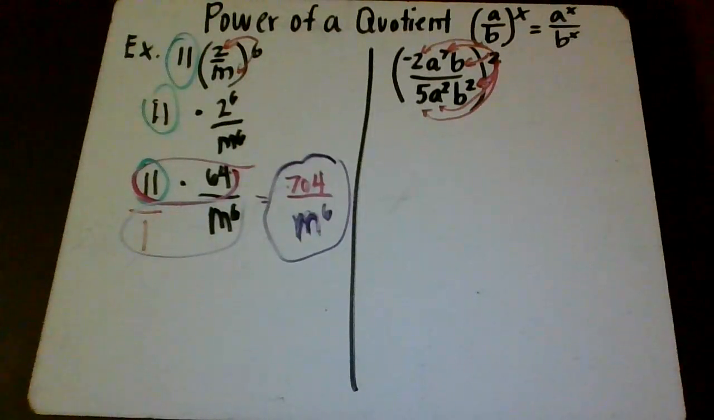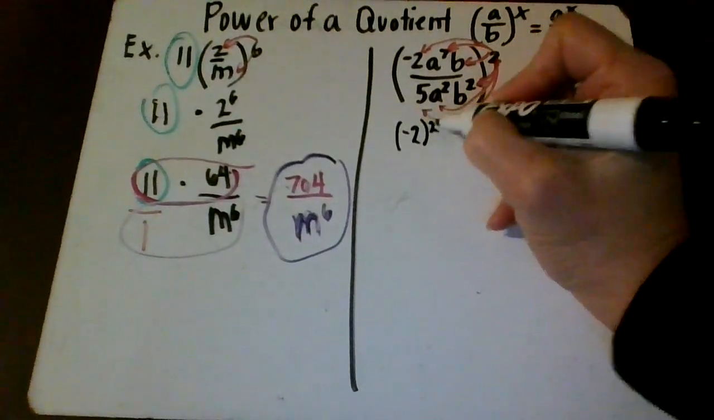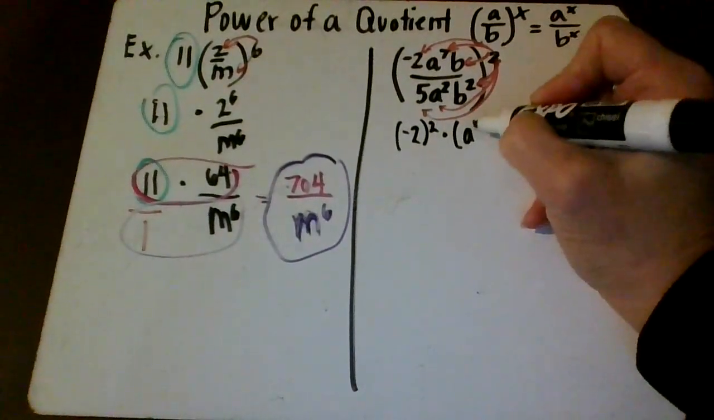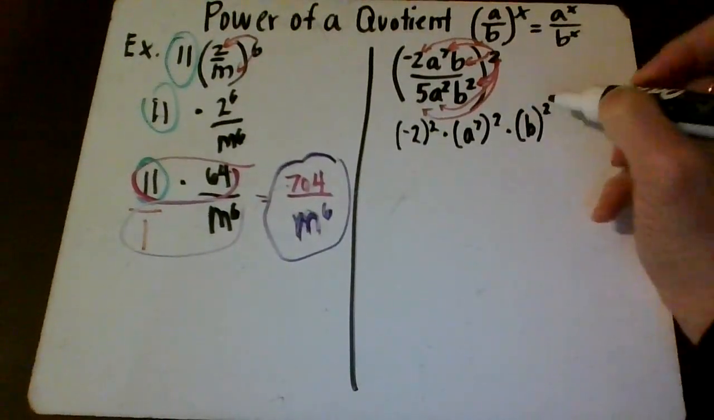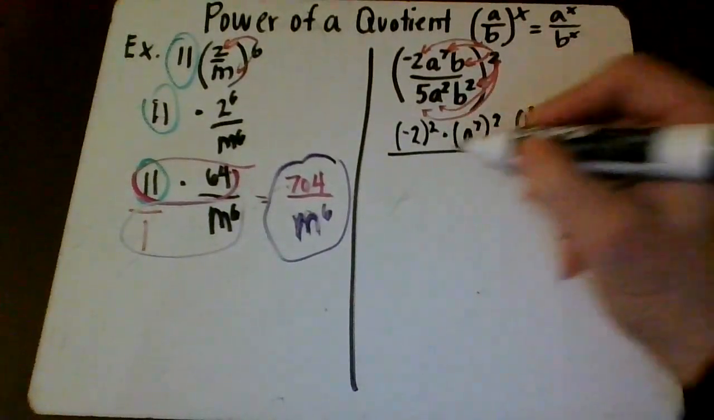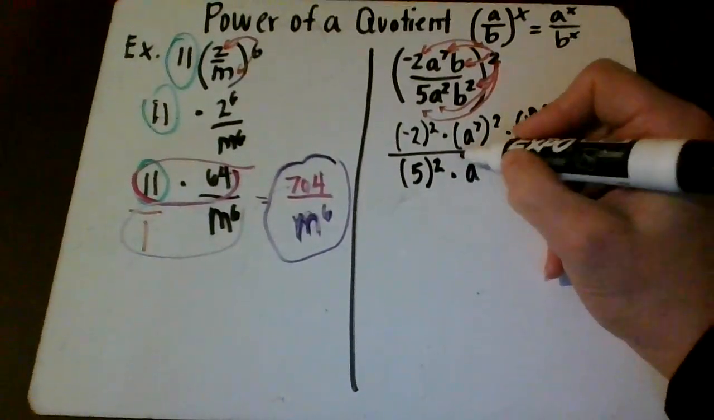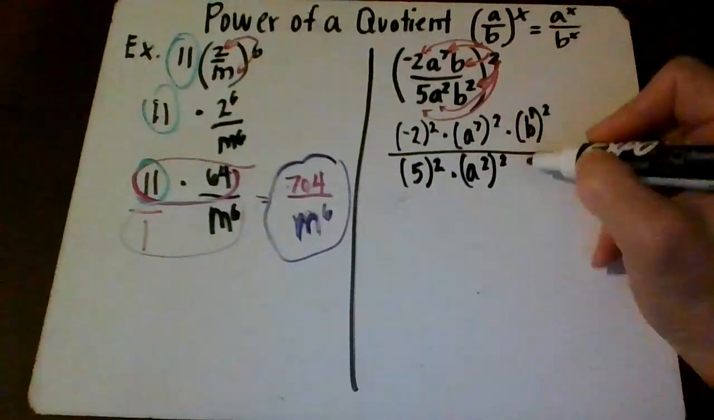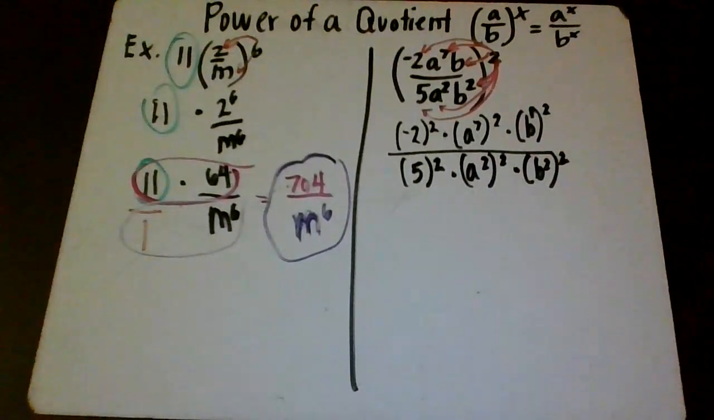Wow, complicated for sure. All right, so I'm going to rewrite. So I got negative 2 to the 2nd power times a to the 7th to the 2nd power times b to the 2nd power, and this is really like b to the 1st because there was nothing there, over, I have 5 to the 2nd power times a to the 2nd, all to the 2nd power, times b to the 2nd, all of the 2nd power. So lots of distributing going on.